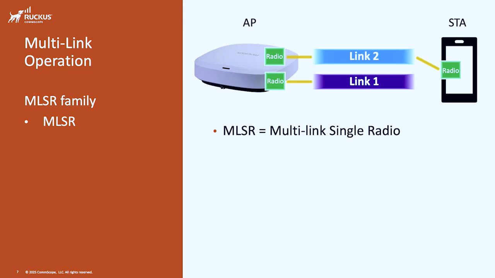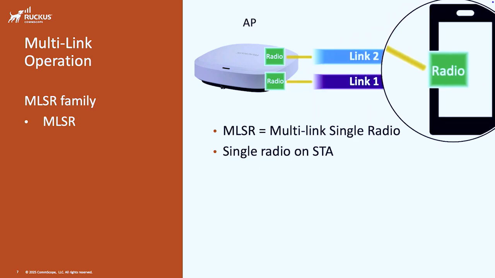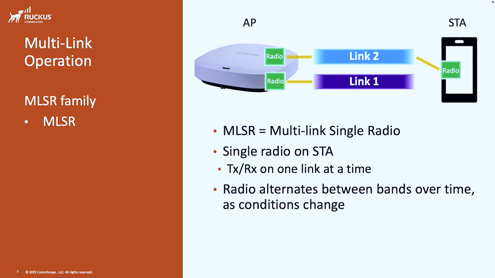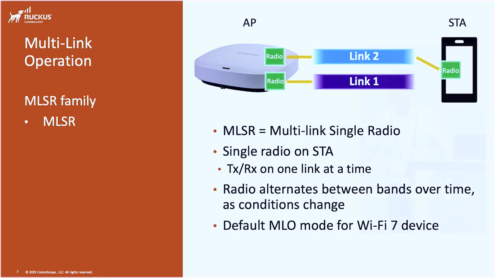The first one is MLSR, multi-link single radio. The point is that you have a single radio on the station, only one radio here. That's going to allow you to talk on one link at a time. And then the device will be able to change link over time based on specific conditions. It is the most basic and the default mode for MLO, meaning that each Wi-Fi 7 device compliant with MLO connecting to an access point where MLO is enabled will use that mode.